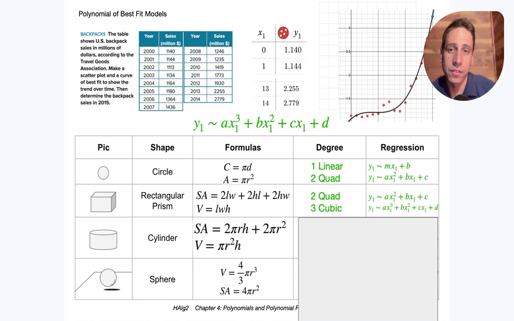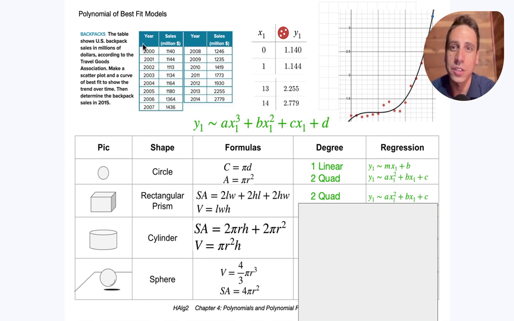Or let's say the surface area was changing over time. You could say the x1 value would be like over the year, like you had a singular rectangular prism that was changing throughout the years, for example, and the surface area was increasing. You would have to say that the x1 values would be time, and the surface areas would be y1, and relate them with a quadratic regression.